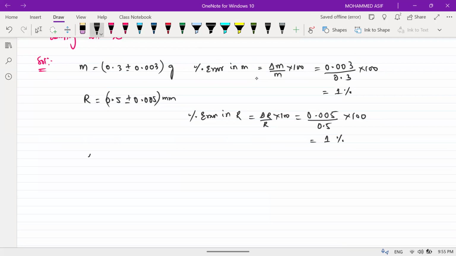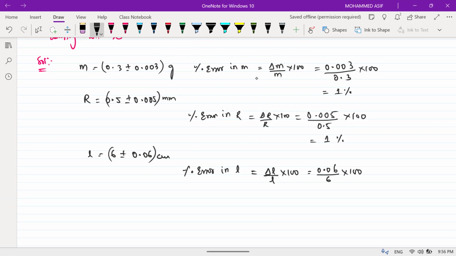उसी तरह से लेंथ is equals to 6 plus or minus 0.06 centimeters. So percentage error in L will be equal to delta L divided by L into 100. Delta L value is 0.06 divided by 6 into 100. So this value will get cancelled. This is also coming out for me 1%.